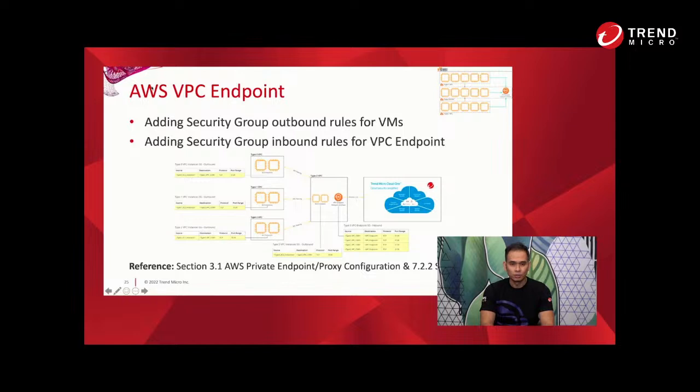Two points to note when creating the security groups. One is to ensure that the security group outbound rules for the EC2 instance are pointing to port 3128. You also need to ensure that the security group inbound rules for the VPC endpoint are listening on port 3128 from the various VPCs. The same diagram shown in the slides can also be found in the AWS documentation, section 7.2.2.